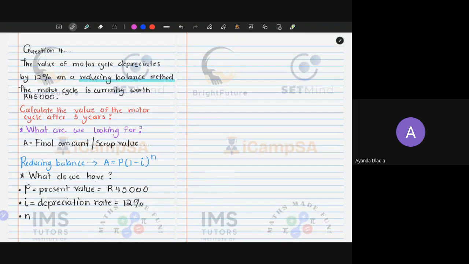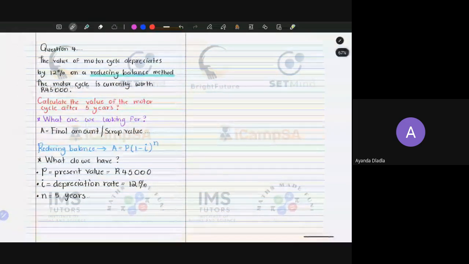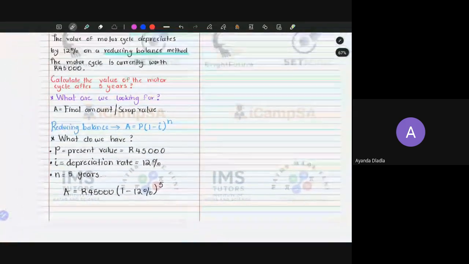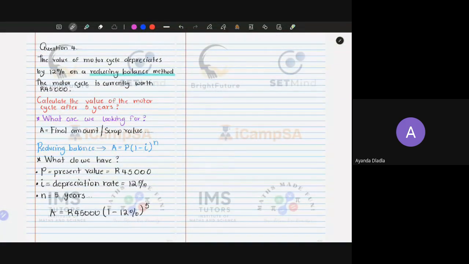I'll give it to you. We have N, which is the years, and that is 5 years. So we can go ahead and calculate our value of A, which will be, we have the formula already. So we have 45,000 into 1 minus our depreciation rate, which is 12 to the power of 5. What is the value, guys? So if this person wants to sell their scooter, motorbike after 5 years, how much are they going to get?